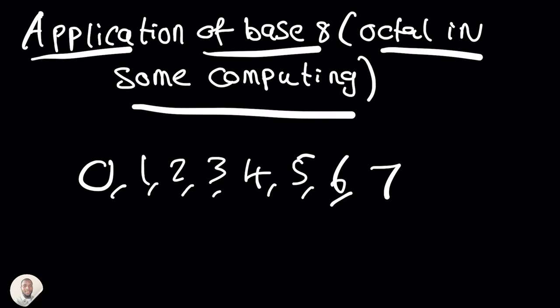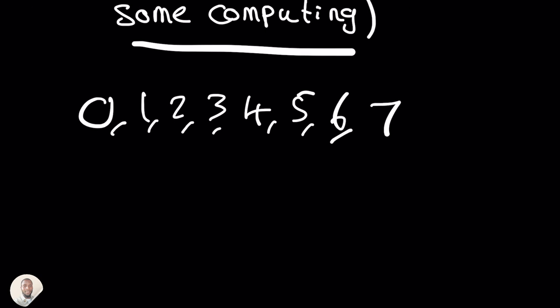Now, let's consider how computers use base 8. Computers don't naturally use octal, but they use binary, which we have said before consists of only zeros and ones. However, a binary number can be very long and difficult to read. So octal is used to shorten them and make them easier for humans to understand.